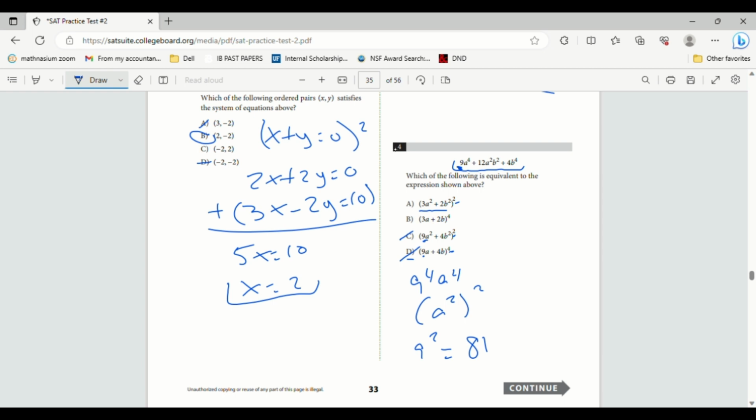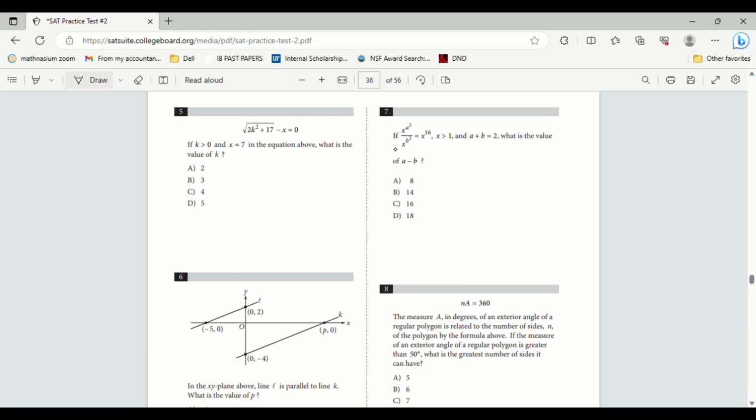With B, 3 is being raised to the 4th power, and 3 to the 4th equals 81, which again is not equal to our 9a to the 4th. We get 81a to the 4th for B, and so that leaves us with A. And if you did the whole expression, if you FOILed out 3a squared plus 2b squared multiplied by itself, then you would get A.